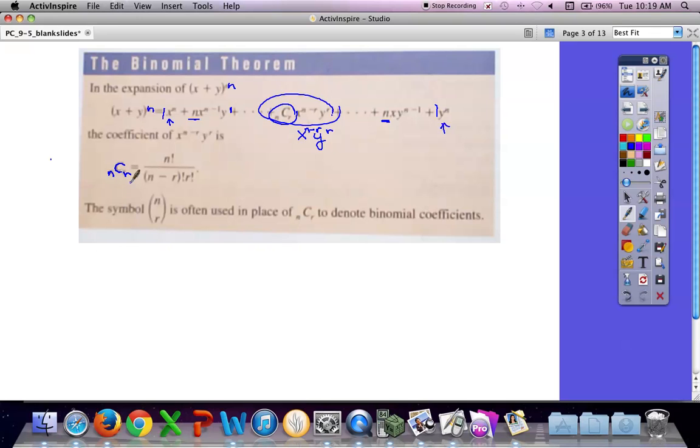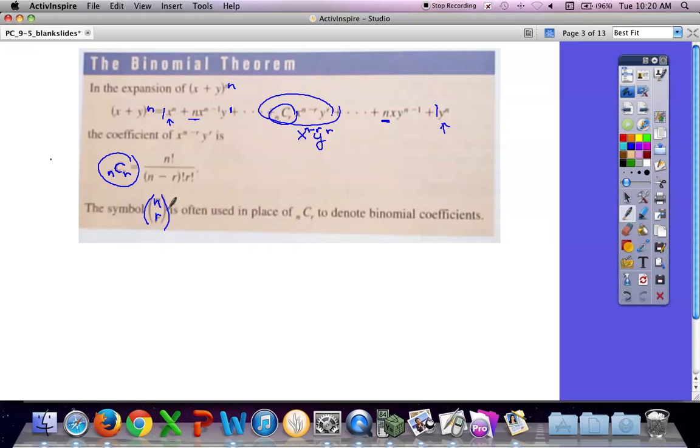And we know where the n and the r come from. N is whatever that power is there. R is whatever is the power of y. Okay, and then this is the formula. N factorial divided by n minus r factorial, and you just plug it in. And this notation, this nCr like that, could also be written like this. Right? In parentheses, n r. There's no bar in the middle or anything. It's just n r.